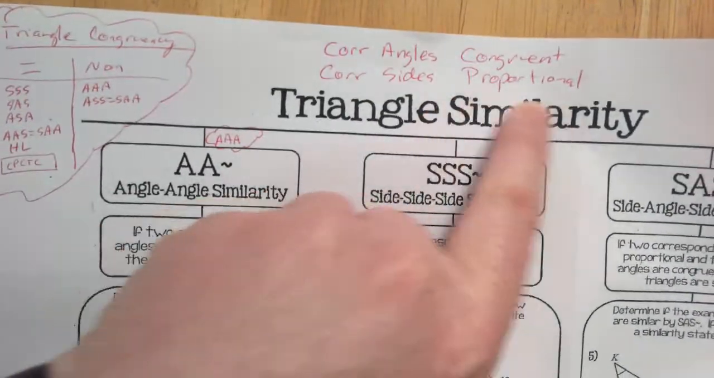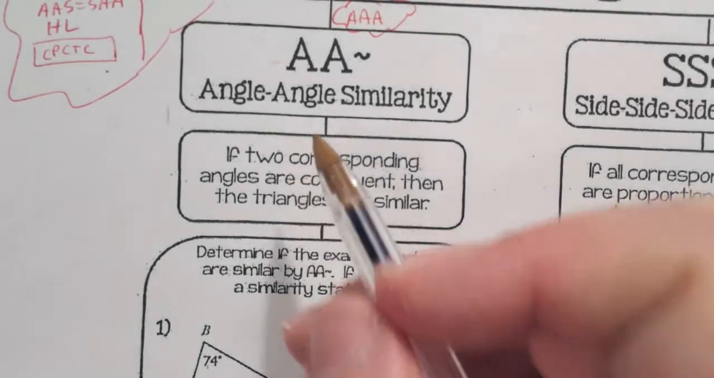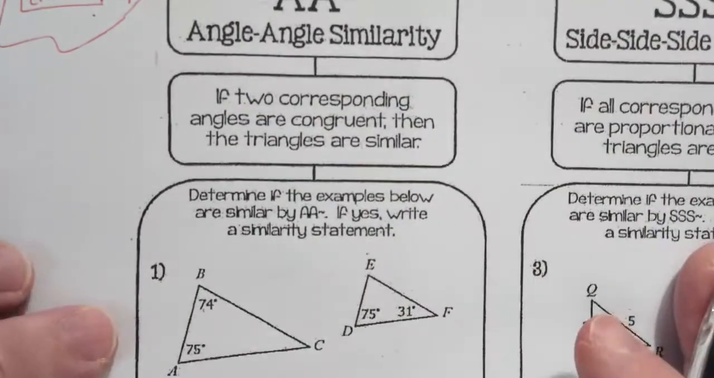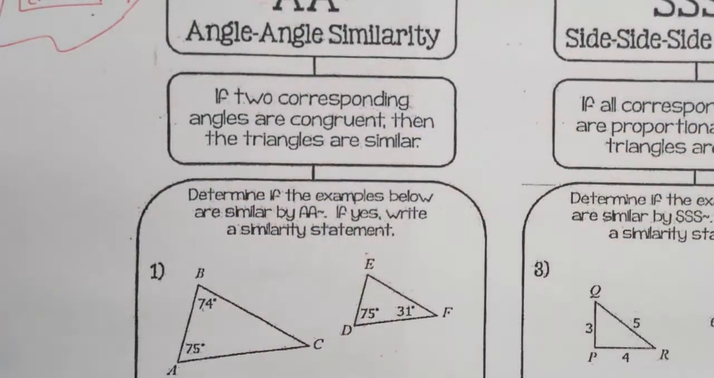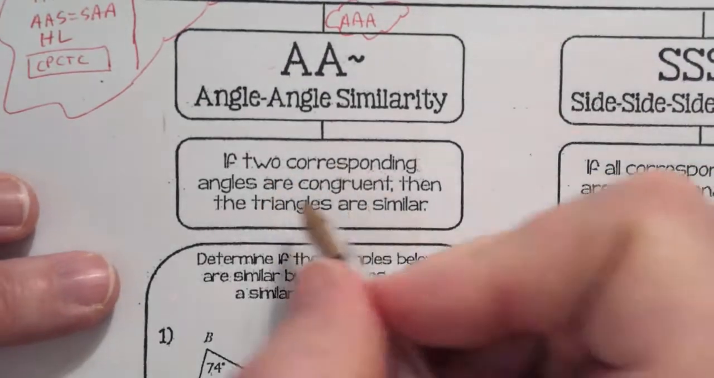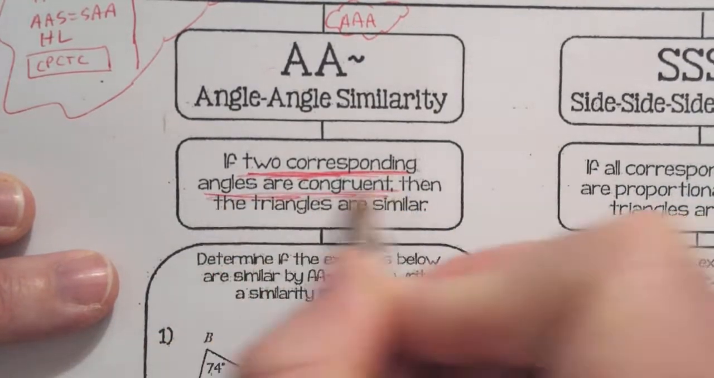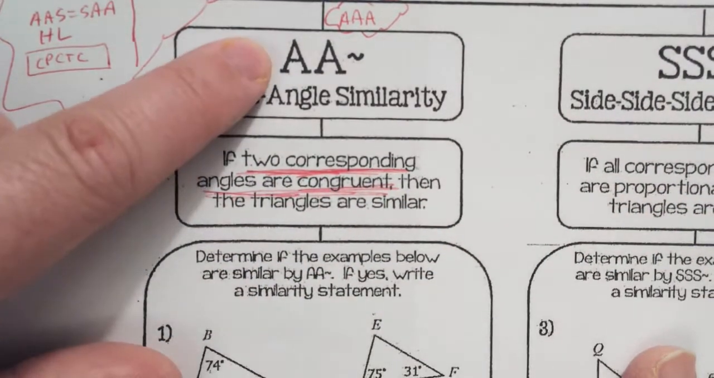All right, so now that we have that down, let's actually do some examples. Let's figure out what we're talking about first of all. All right, so AA similarity. That means that 2 angles on one triangle need to be congruent to 2 angles on the other triangle. So 2 corresponding angles are congruent.